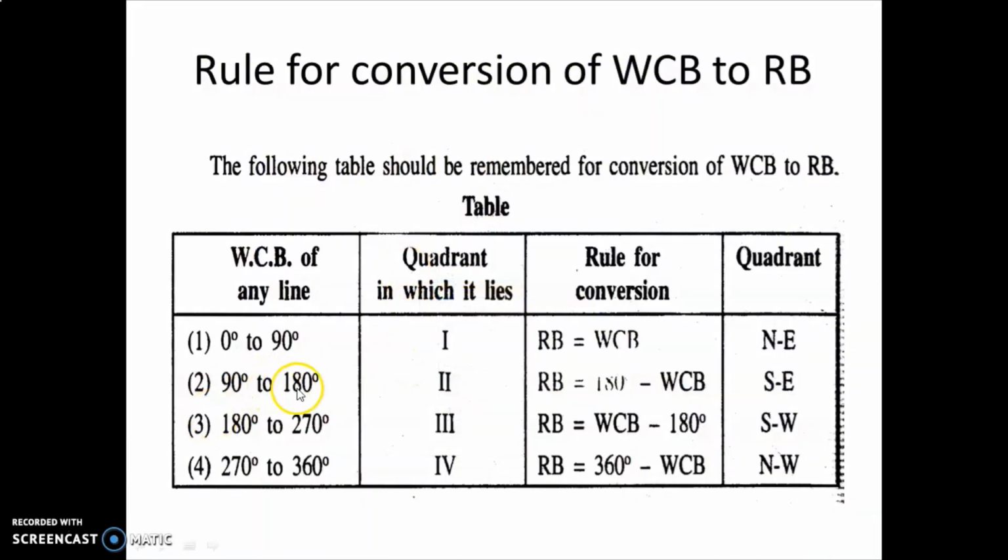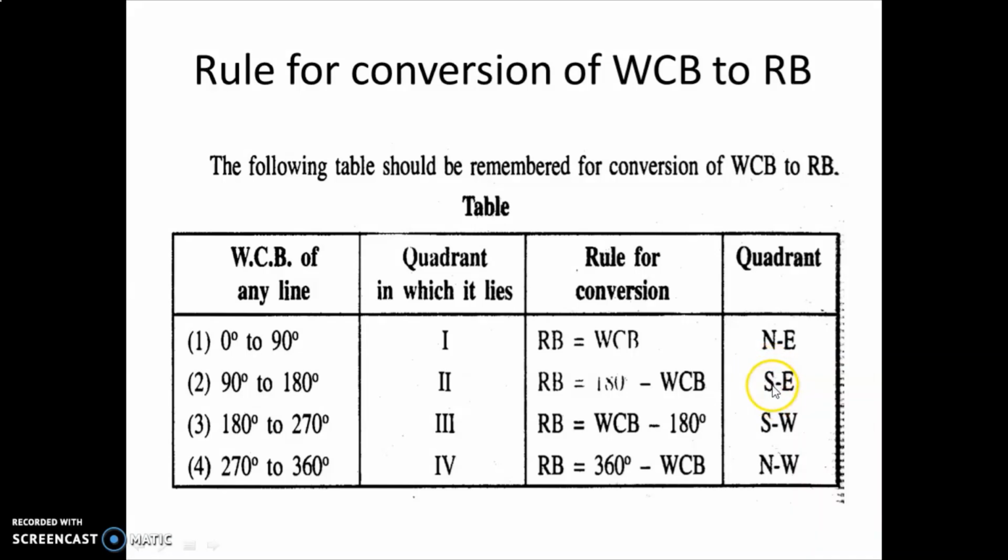You can see your WCB line lies in the second quadrant. What is the rule of conversion? RB is equal to 180 minus WCB. WCB is given as 130, so just put the value here, 130. 180 is already there. 180 minus 130, what is the value? 50. And your line in the second quadrant is approaching toward which pole?